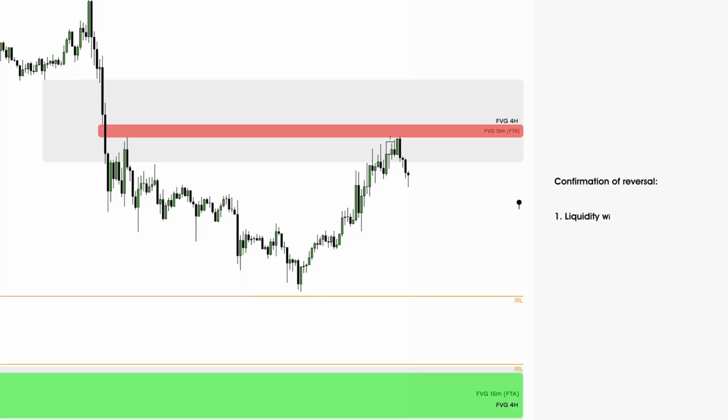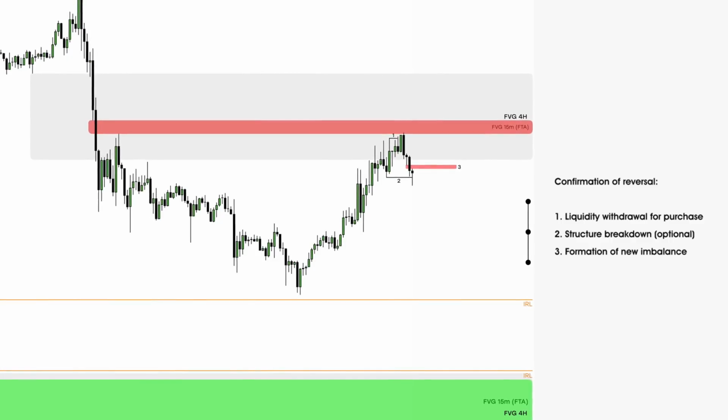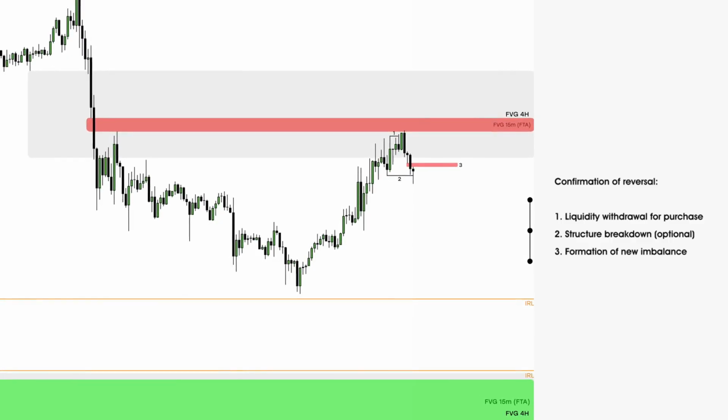The target in this case will be the start of the 50-minute bullish imbalance, which could serve as a zone for an upward reversal. To confirm the reversal, we focus on three main factors. First, the removal of buy-side liquidity. Second, a sharp price drop with a break of structure. Third, the formation of a new bearish imbalance, signaling the start of a downward movement. Even if a structural break doesn't occur, the bearish imbalance itself is a sufficient early signal of a reversal.